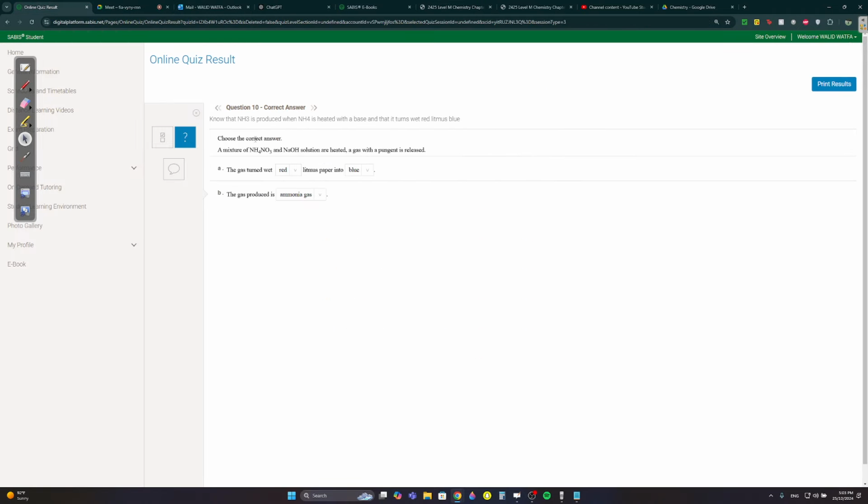Question 10. A mixture of NH4NO3 and NaOH are heated. A gas with a pungent smell is released. What is the pungent smell? Guys, you all know that's NH3, obviously because you have a base. This is the base, and this is the ammonium salt.